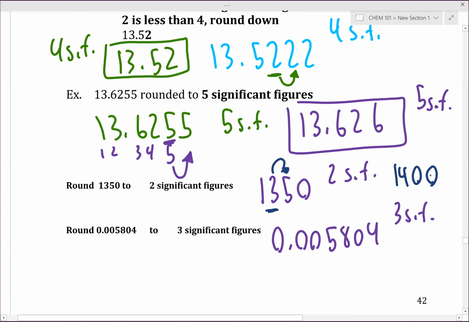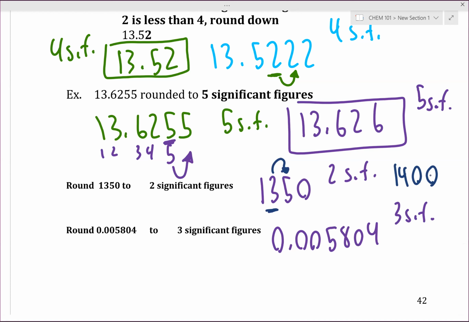1,400. Remember, when you're rounding large numbers, you need to put placeholder zeros to account for the fact that this number is not 14, it's not 140, it's 1,400. You need to indicate the magnitude using placeholder zeros. Don't just get rid of the number when you're rounding. Does that make sense? Okay.